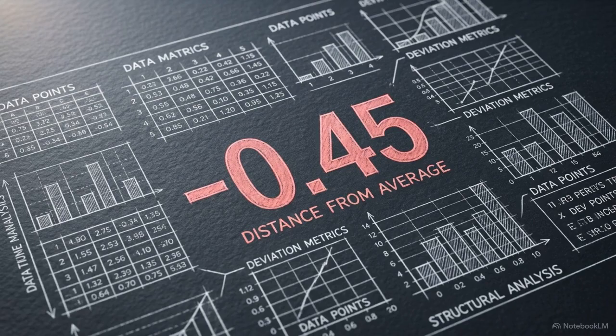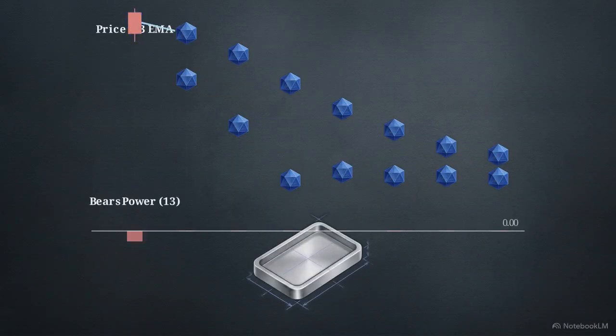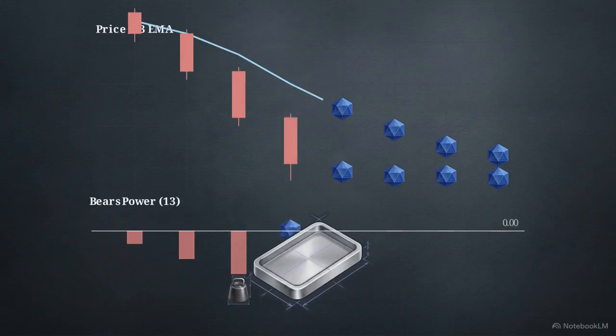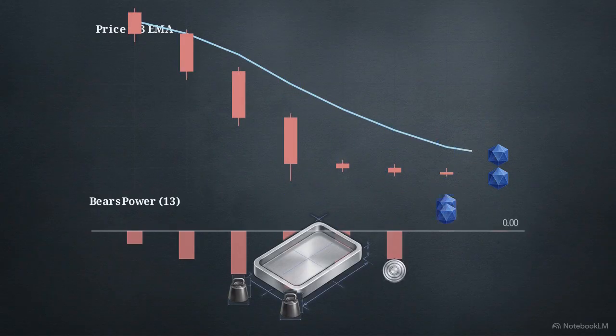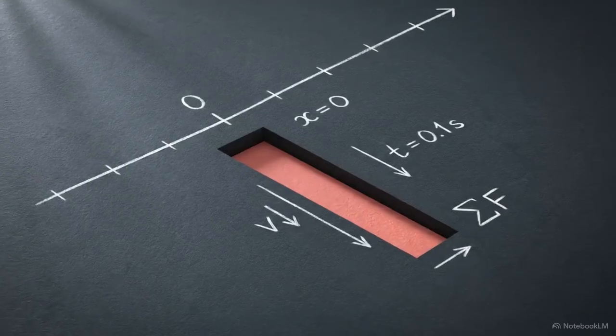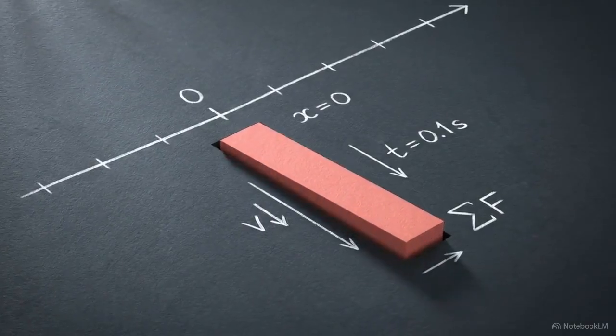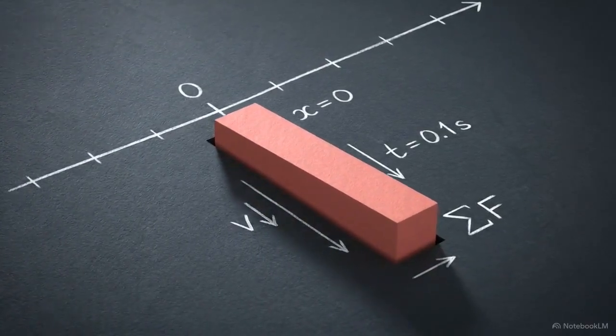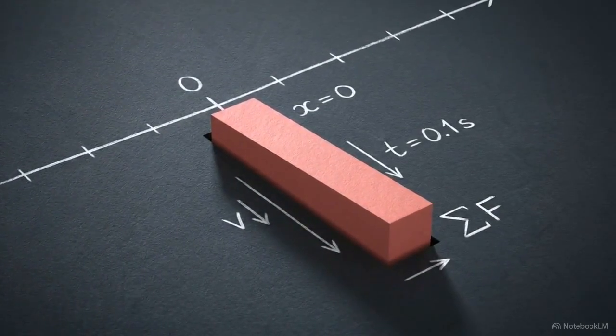This data is plotted onto a separate histogram below your chart, oscillating around a zero line. Deep bars indicate massive downward pressure, but if they shrink towards zero, sellers are losing control. This mathematical conversion takes an invisible force, the raw selling pressure, and turns it into an undeniable visual footprint.